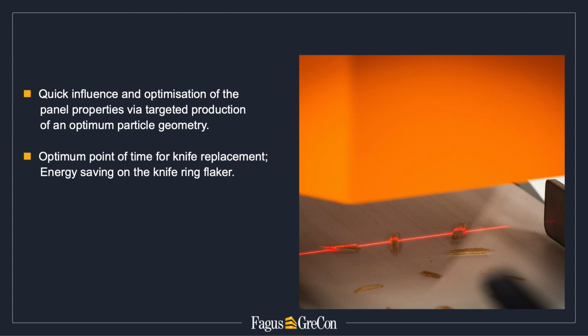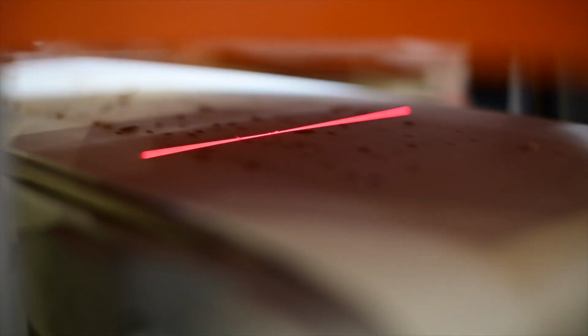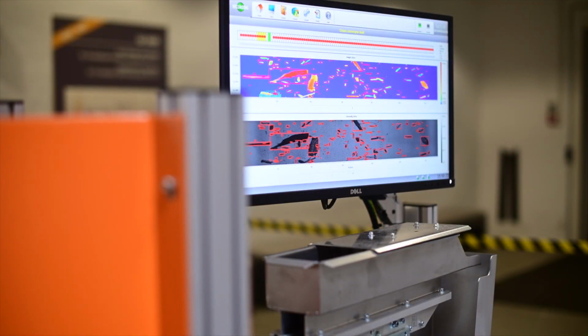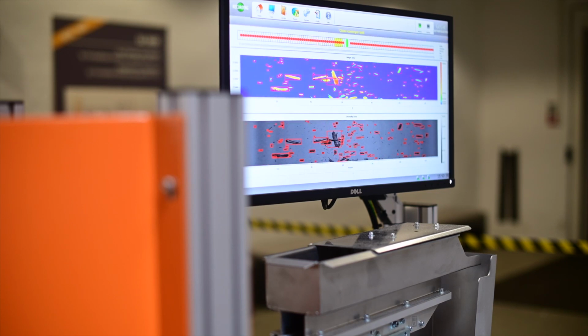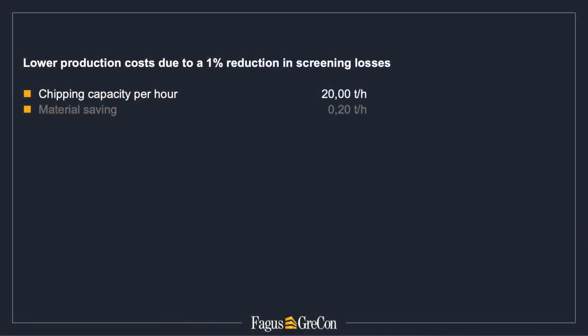Optimization of the point of time when changing the knife rings. The available data can be combined with other process data and used for statistical evaluations and quality control. It is particularly the cost savings that can be achieved with the 3D particle view that are to be emphasized. They were proven for the use of adhesives and for screening losses. Especially the screening losses can be shown very well. Experience has shown that the screening losses can be reduced by up to 1%.